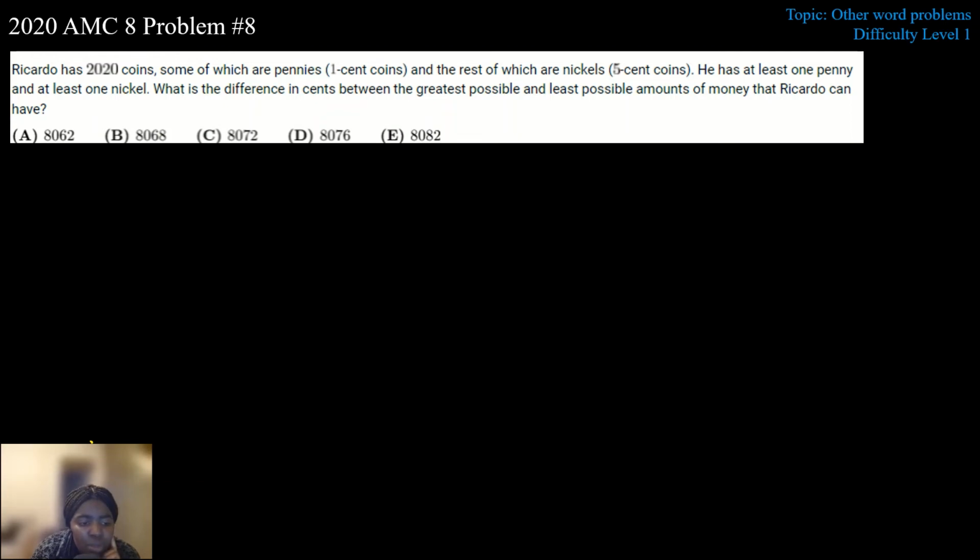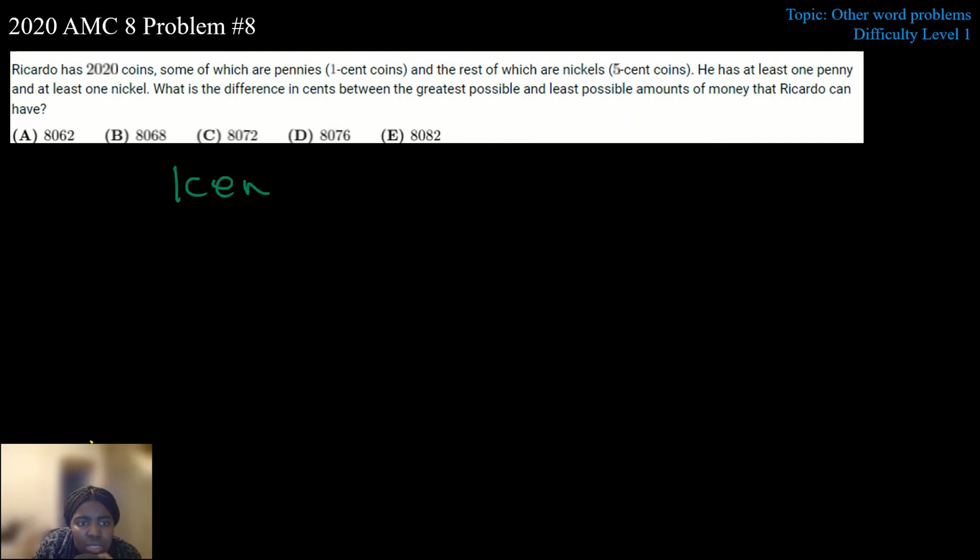Okay, so in this problem, we have Ricardo has 20 coins, some of which are pennies and the rest of which are nickels, 5-cent coins. He has at least one penny and at least one nickel. What is the difference in cents between the greatest possible and the least possible amounts of money that Ricardo can have?